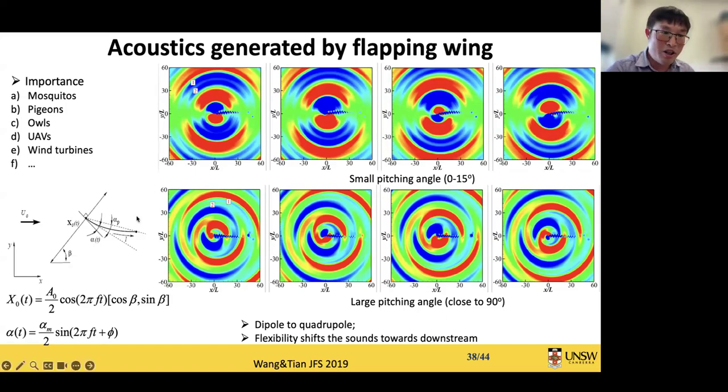So quickly, for the flexible wing here, when we tune the flexible wing and also tune the pitching angle, all these, we observe that when we increase the pitching angle, the vortex sound source shifts from a dipole type of source to a quadrupole type of source. And flexibility shifts the sound towards the downstream side a little bit more. That's a simple conclusion for this application.